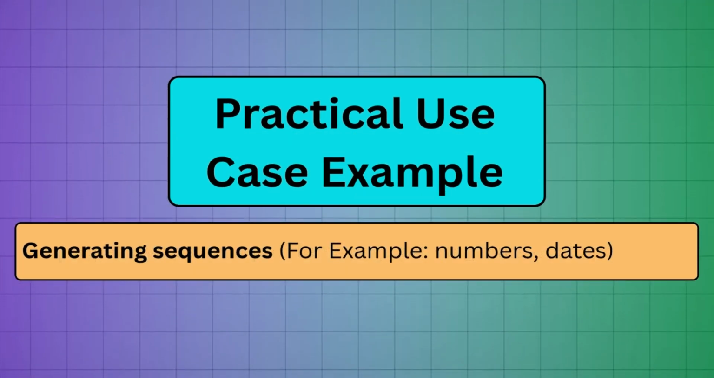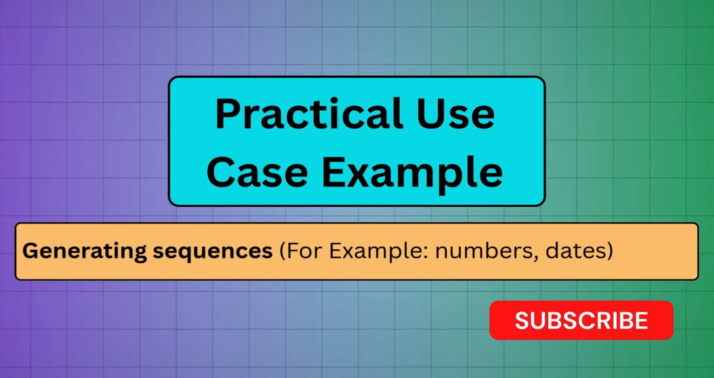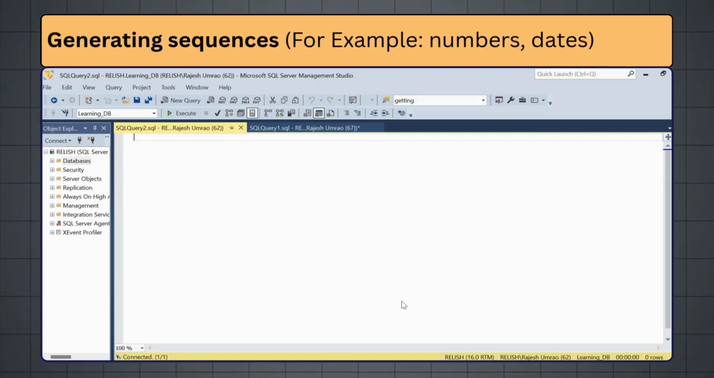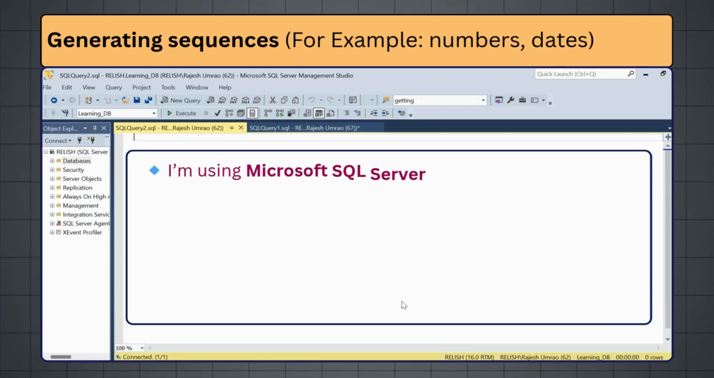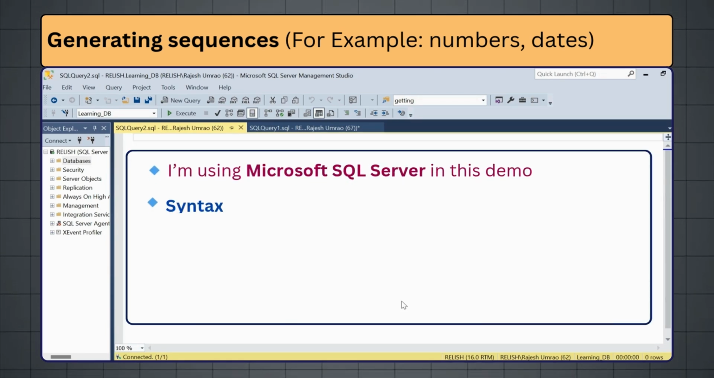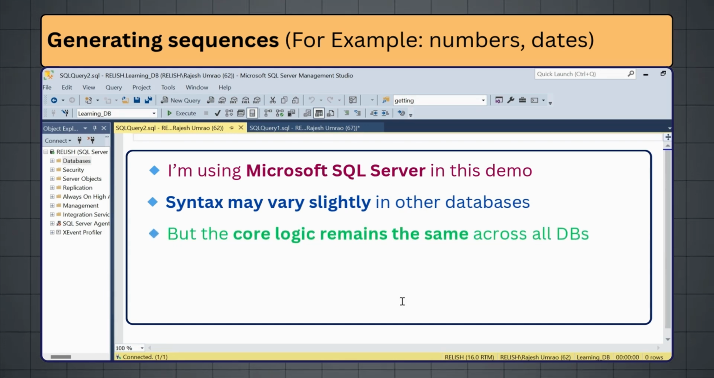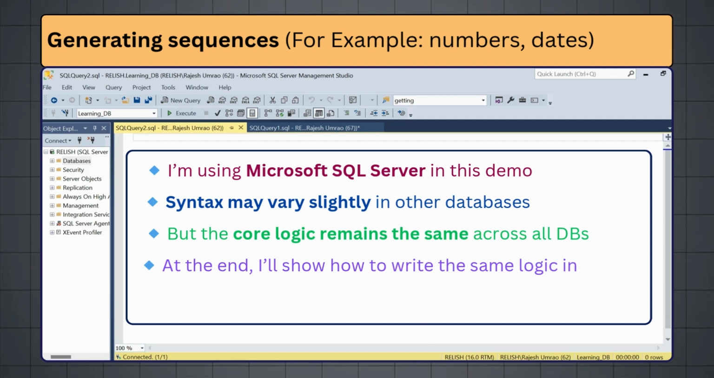So let's begin with the first use case example, generating sequences. But before we start, just a quick note, I am using MS SQL Server here, so the syntax might differ slightly across other databases. However, the core logic will remain exactly the same no matter which database you are working with. And don't worry, once we go through all the use case examples, I will also show you how to write the same logic in MySQL as well as in PostgreSQL.